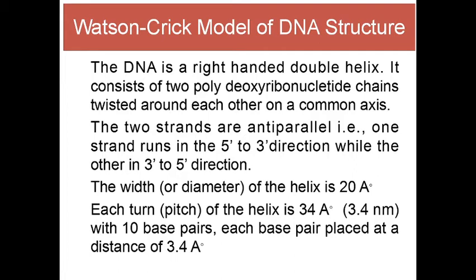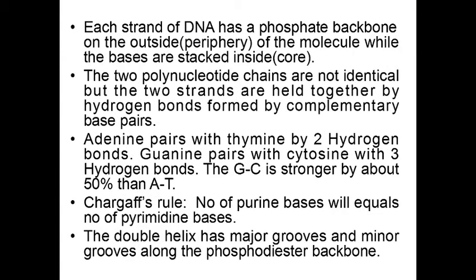Each base pair distance will be 3.4 angstrom. This B form of DNA exists as a right-handed double helix. The strand which runs from 3' to 5' direction is always called the sense strand or template or coding strand. The other strand which runs in the 5' to 3' direction is called the anti-sense or non-coding strand. Each strand of DNA has a phosphate backbone on the outside, that is the periphery of the helix, and the bases will be stacked inside the helical core.